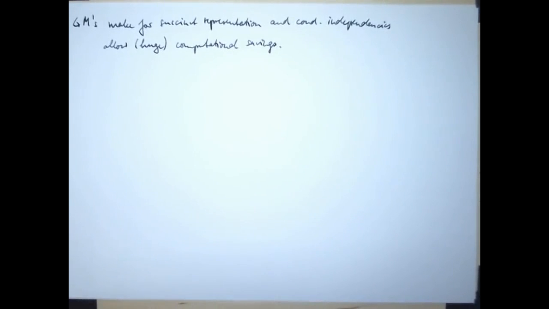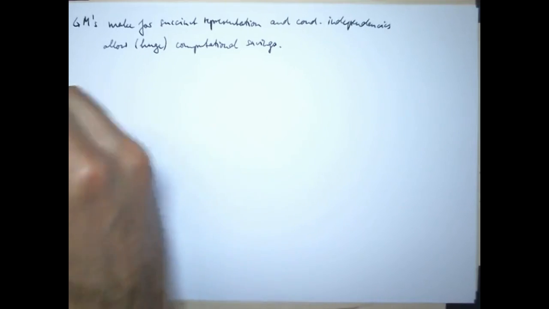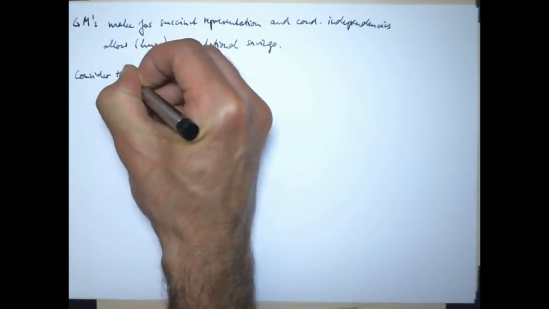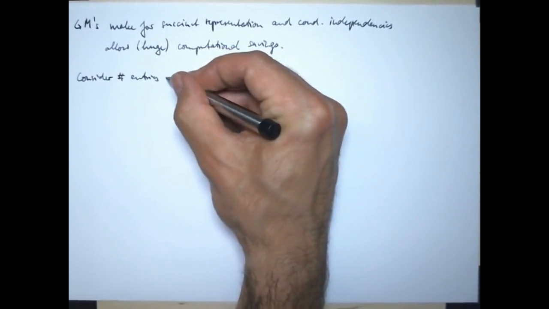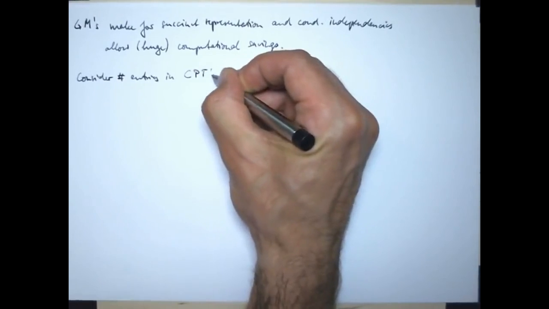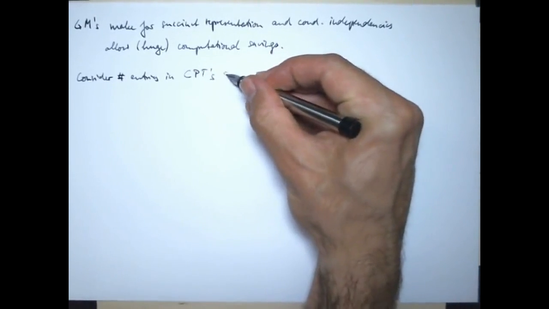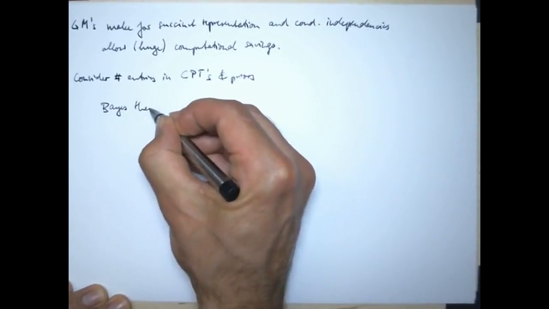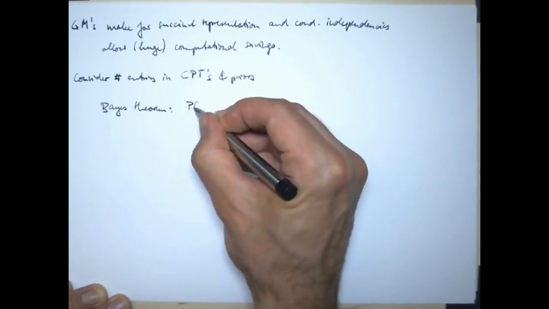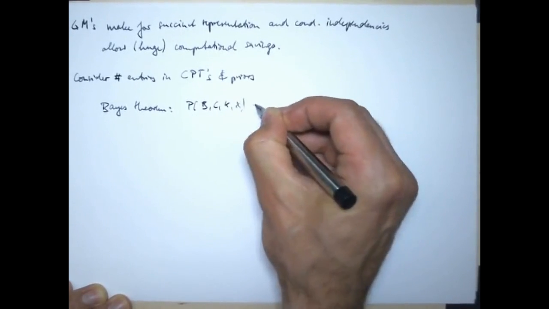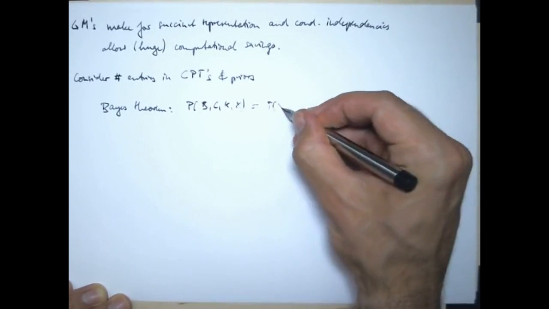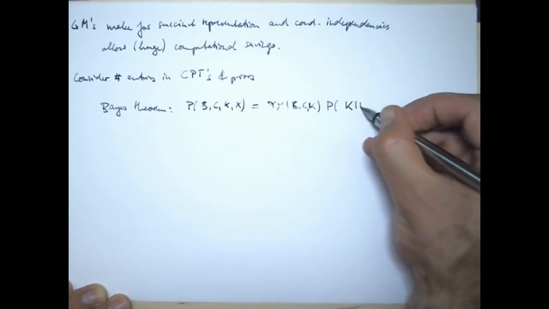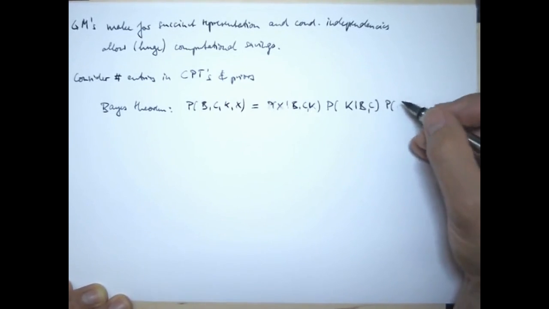So to give you an idea of that, let's look at this particular model that we have here, the airport security. So let's consider the number of entries in the conditional probability tables. Well, and we need the priors also. So if we just use Bayes' theorem and nothing else, then I can write the joint probability of B, C, K, and X as the probability of X conditioned on B, C, and K times the probability of K given B and C times the probability of B given C times P of C.